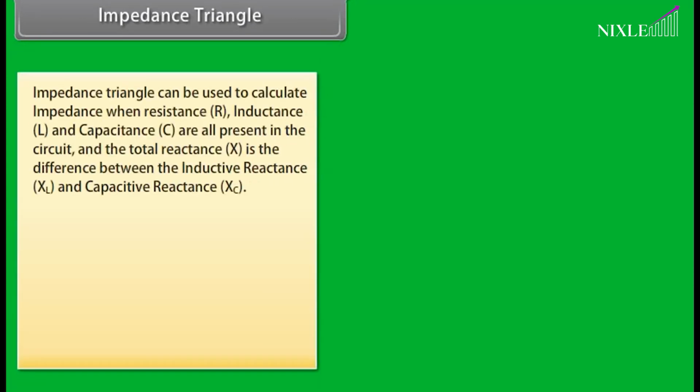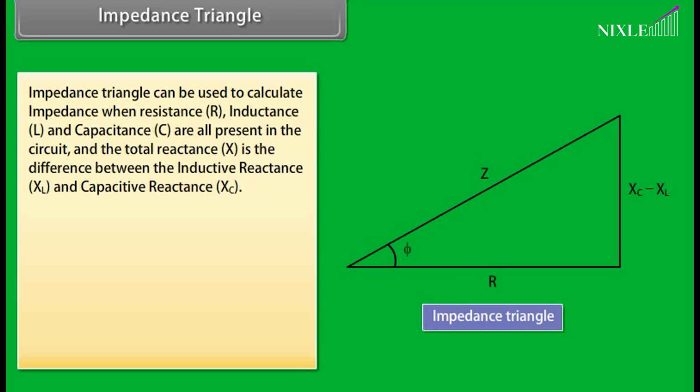Impedance triangle. The impedance triangle can be used to calculate impedance when resistance, inductance, and capacitance all are present in the circuit, and the total reactance is the difference between the inductive reactance and capacitive reactance. Z is equal to under root of R square plus (XC minus XL) square.